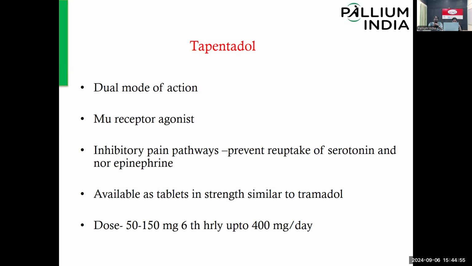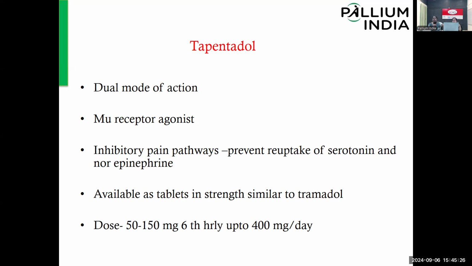Next drug is tapentadol. It is similar to tramadol. It also has a dual mode of action. It is a mu receptor agonist, and it inhibits pain pathways by preventing the uptake of serotonin and norepinephrine. It is available as a tablet in strengths similar to tramadol, that is 50 to 100. It can be given as 50 to 150 milligram 6 hourly, up to 400 milligram per day. Most of this medicine is similar to tramadol.